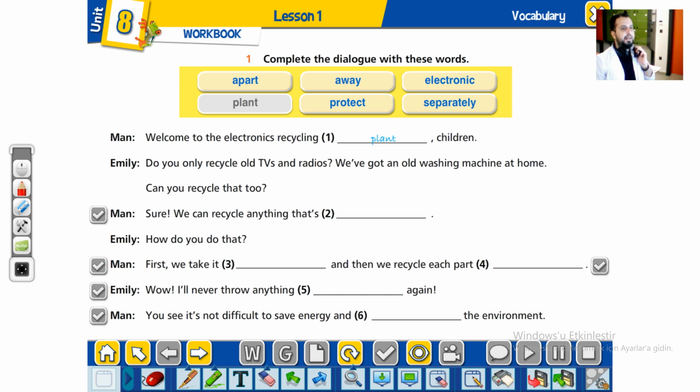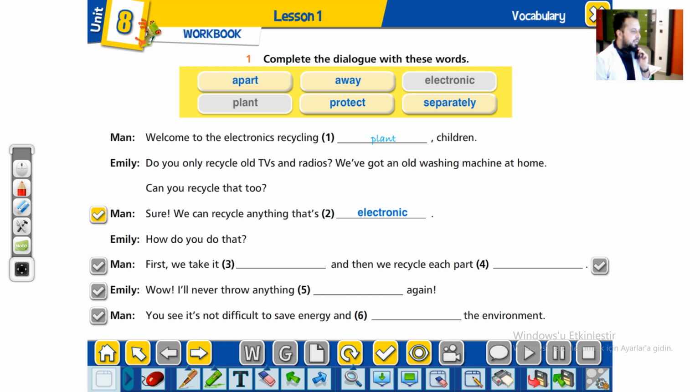Welcome to the electronic recycling plant, children. Do you only recycle old TVs and radios? We have got an old washing machine at home. Can you recycle that too? Emily says, and man says, sure, we can recycle anything. That's electronic olacak. Elektronik olan her şeyi ne yapabiliyorlarmış? Geri dönüştürebiliyorlarmış. How do you do that?